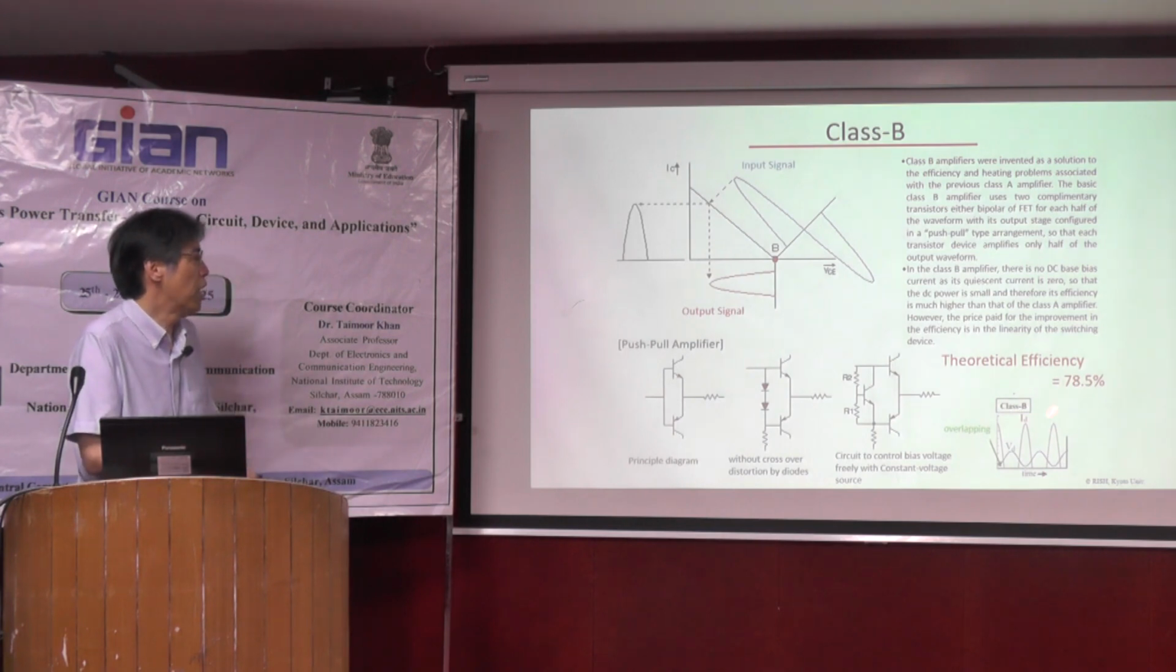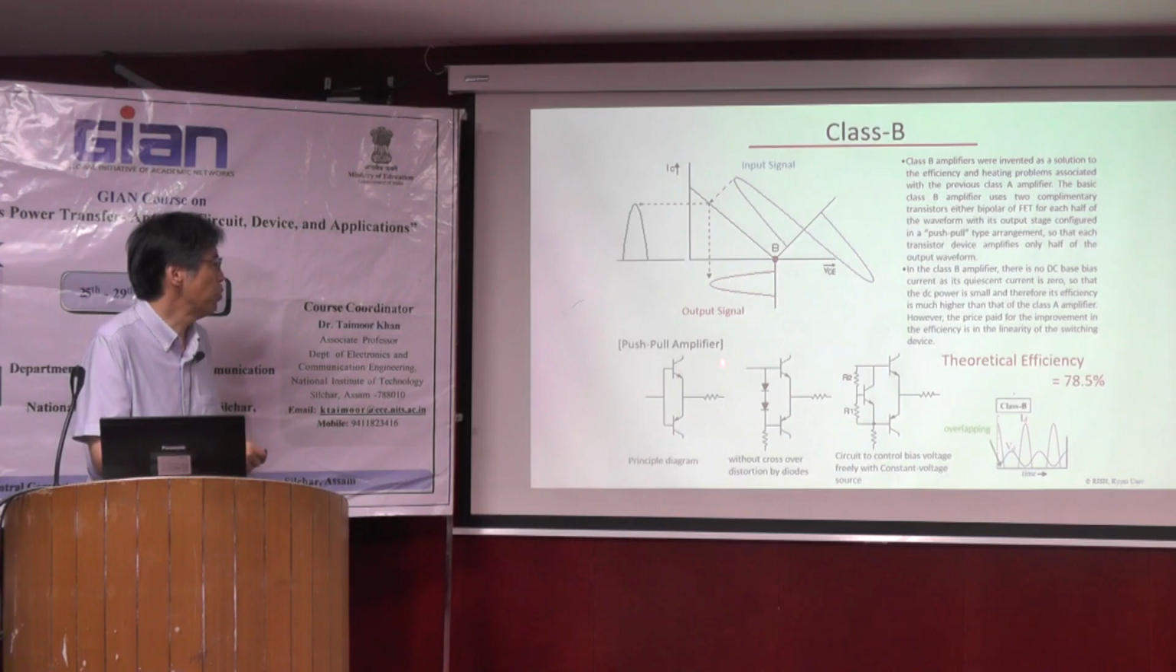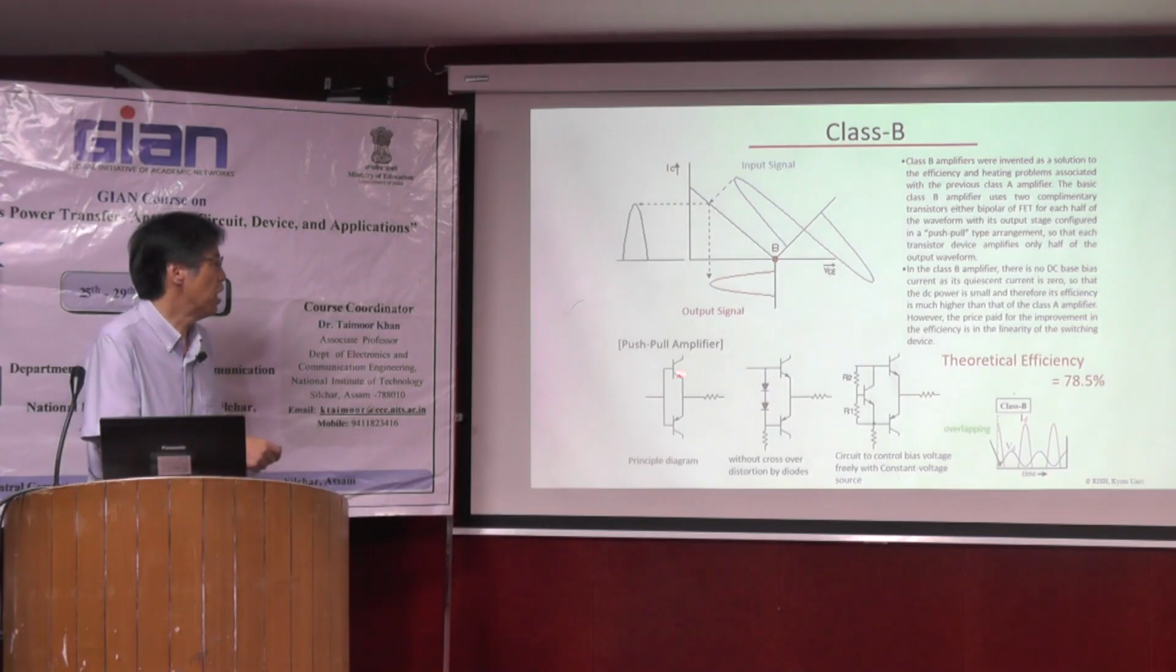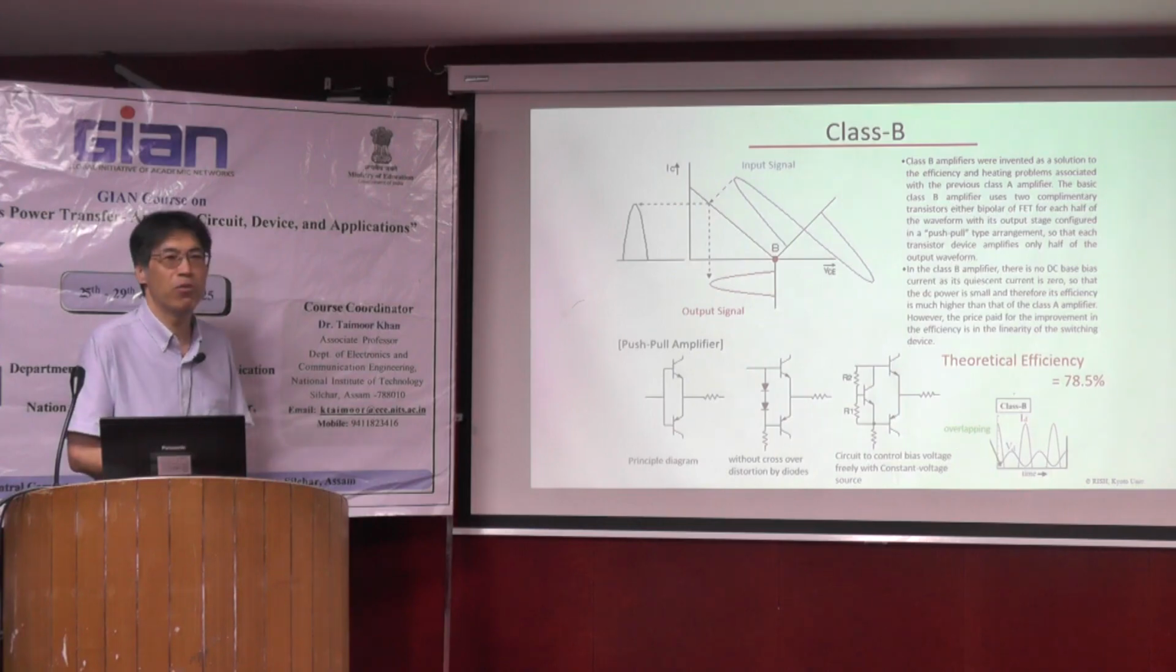So, if we develop this push-pull amplifier, and the positive and negative circuit is combined into one, and we add this half wavelength as a negative waveform, we can reach theoretically 78.5% in the class B.